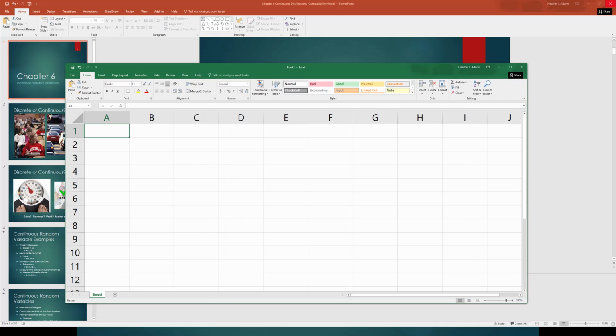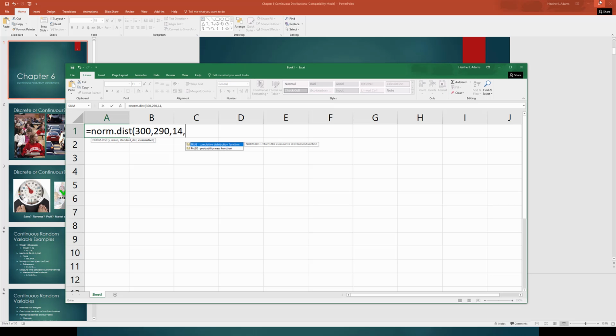Okay, so equals NORM.DIST, and then the X that I'm interested in. I wanted to know the probability of fewer than 300 calories. So I want to put 300. The mean was 290 calories and the standard deviation was 14.